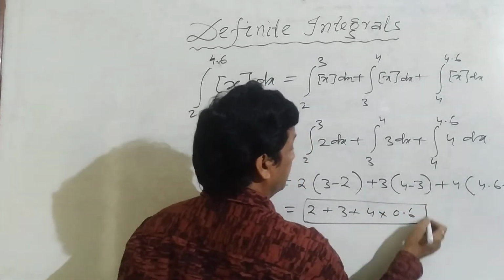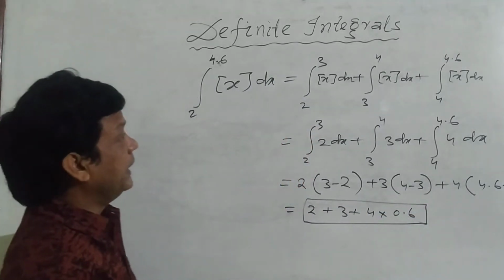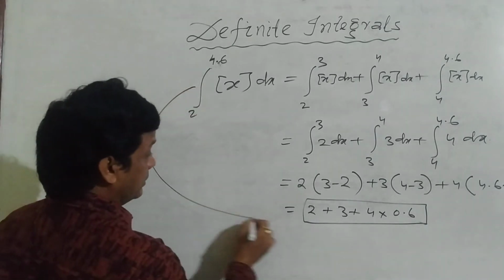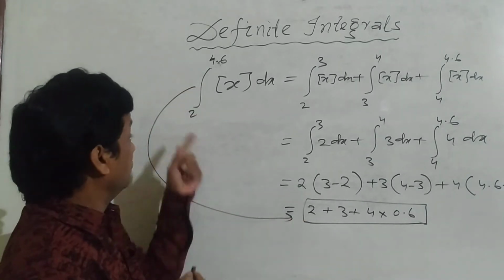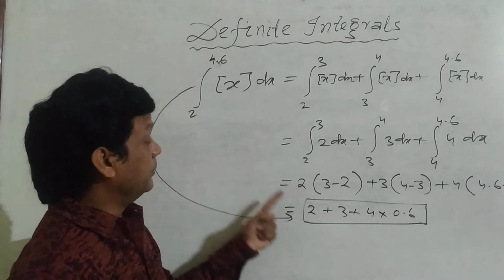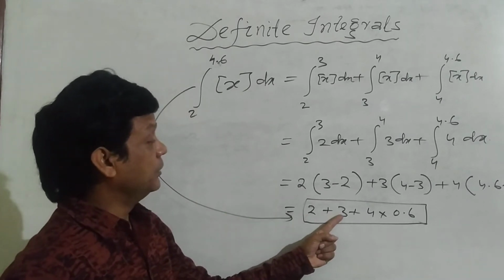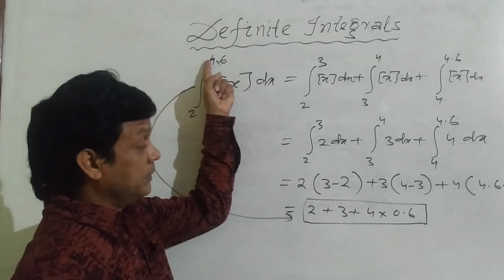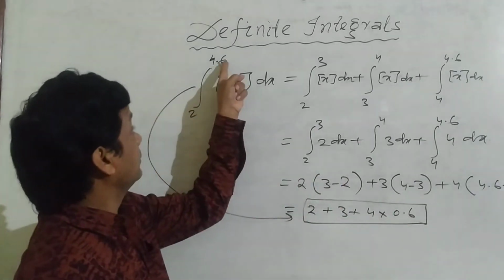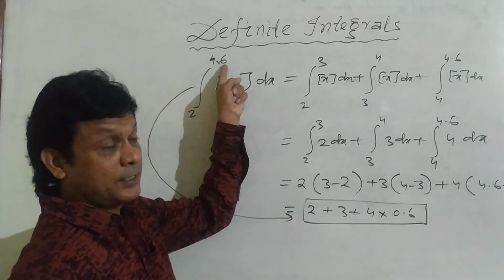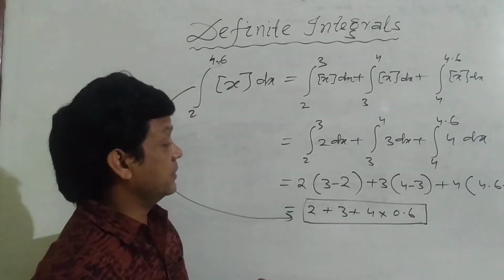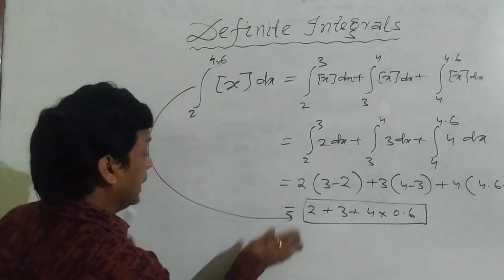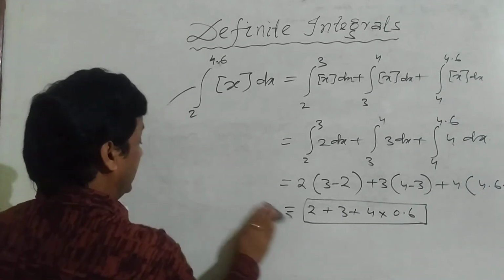Now, you can write directly from this to this. See here, starts from 2, lower limit, 2 plus 3 plus 4 into 0.6, because it is 4.6. 4 into 0.6. So, I am giving another example. I am continuing this one.